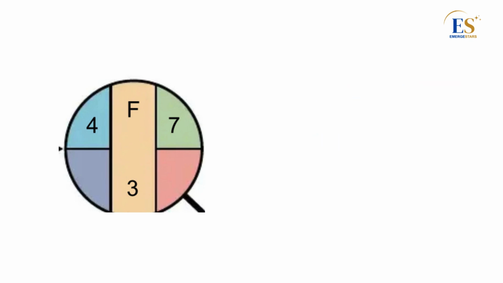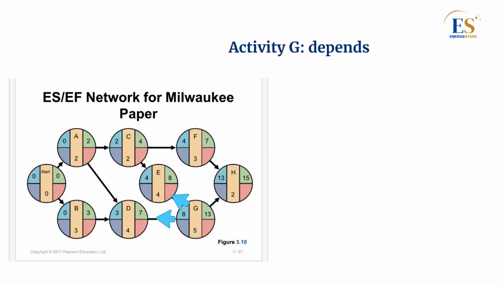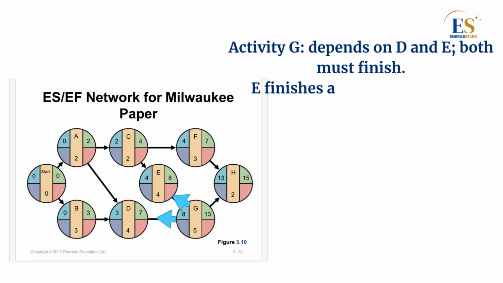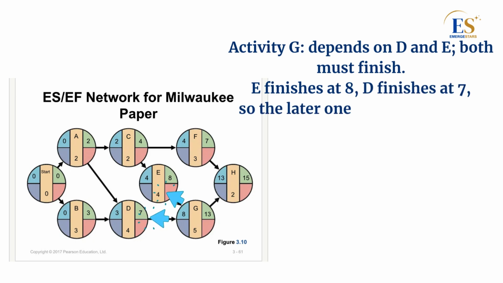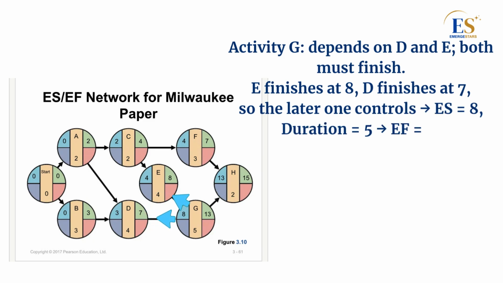Activity G depends on both D and E. D finishes at 7 weeks, and E finishes at 8 weeks. We take the later one, that's 8. So ES for G is 8. Duration is 5 weeks. Add 8 plus 5 equals 13. Therefore, the earliest finish for G is 13 weeks.